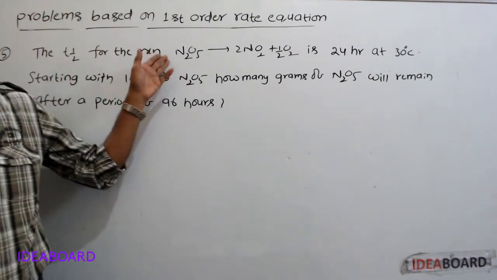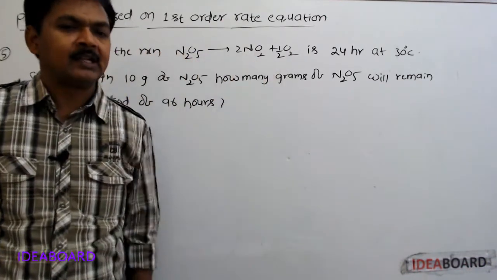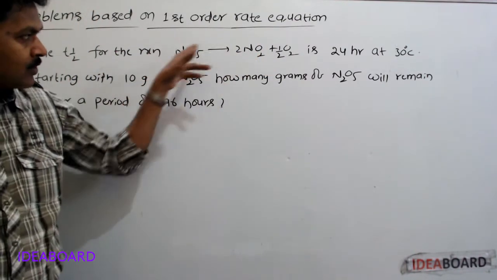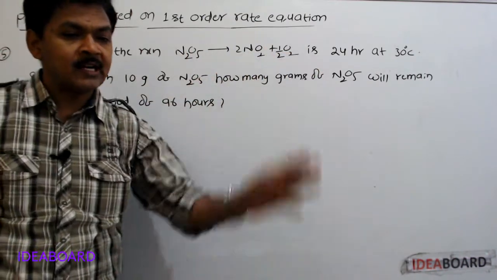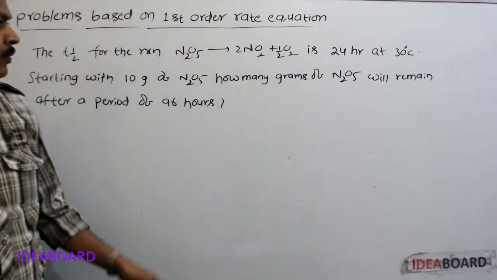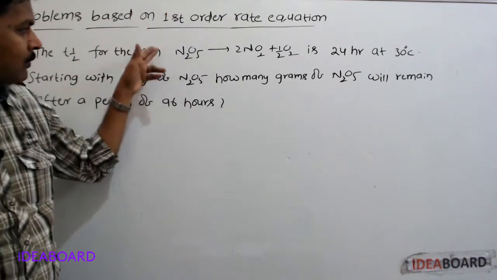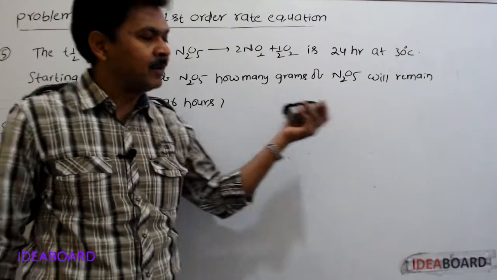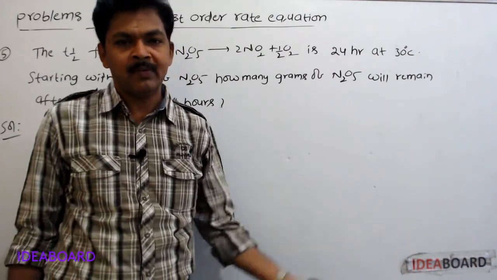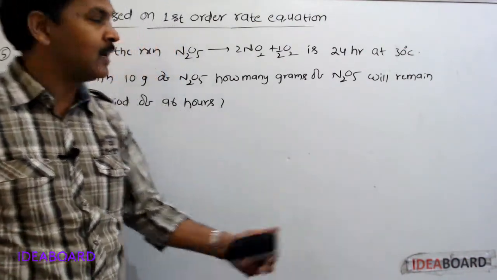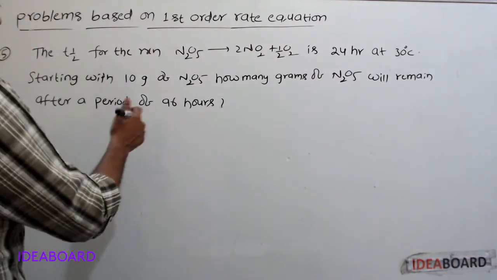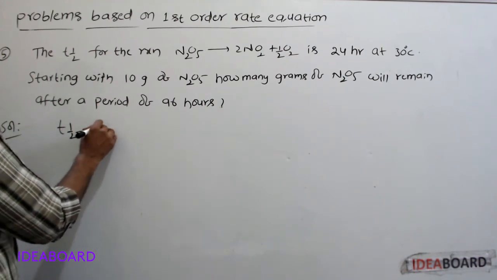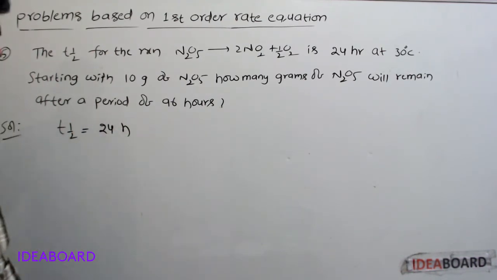So here I gave examples for different orders of reactions. This is a first order reaction. The decomposition of N2O5 follows first order kinetics. We know that for a first order reaction, T half is independent of initial concentration. So given that T half is equal to 24 hours.